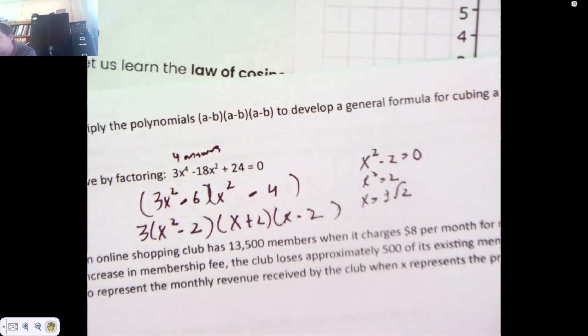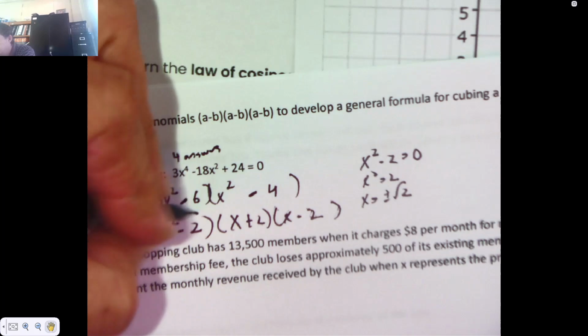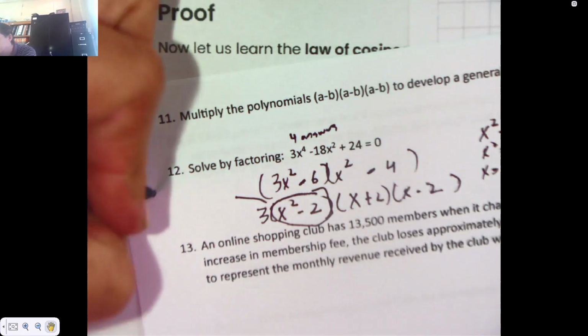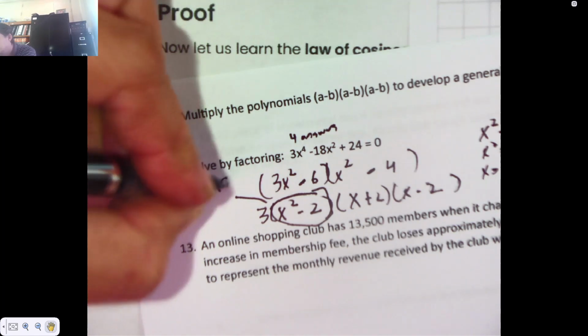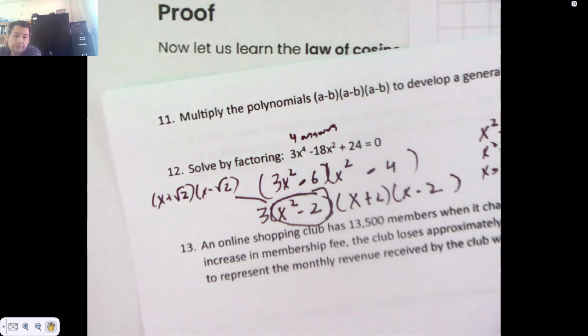X squared minus 2 is 0, which means that x squared is 2, which means that x is plus or minus root 2. You know, maybe one day you'll realize when you see things like this that they actually do factor. It's just we don't teach it. But they factor as plus root 2 and minus root 2. Hopefully a couple of you kids see that. But that does factor using radicals.